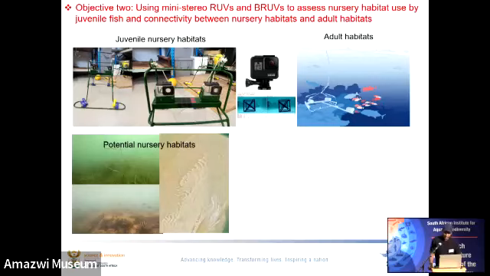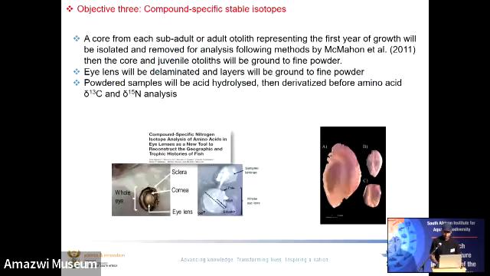And then for adult habitats, we're also planning to deploy BRAVs, and then we will compare the two communities and see if there is any potential connectivity between the habitats.